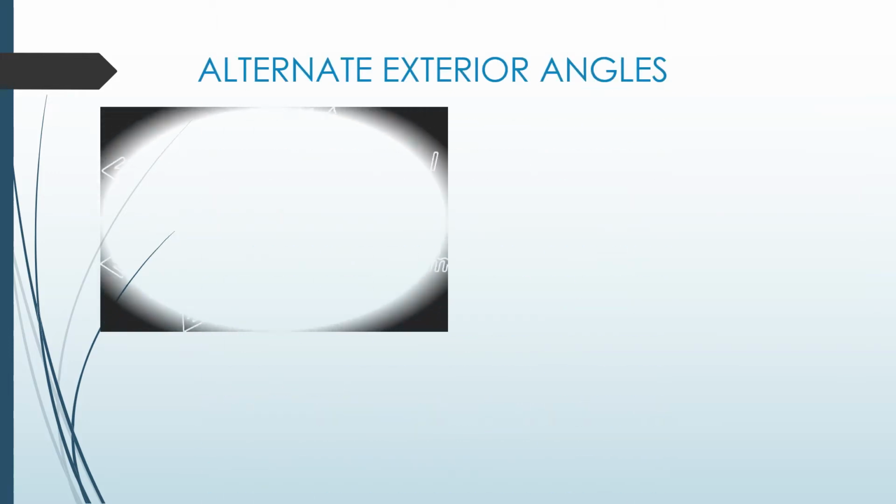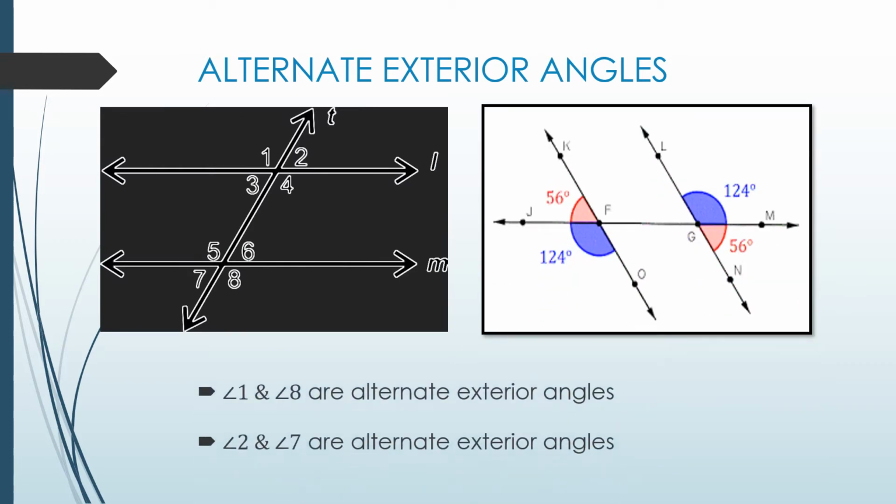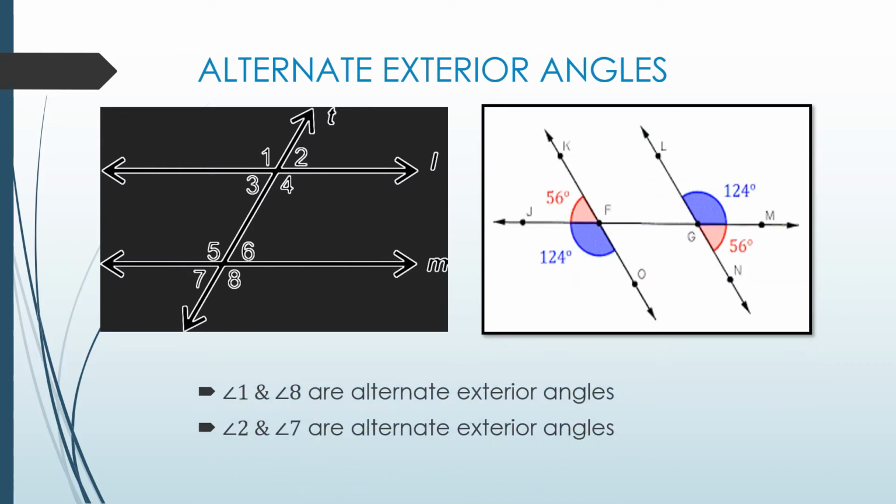Next. What are alternate exterior angles? When two parallel lines are cut by a transversal, the two pairs of angles on opposite sides of the transversal and outside the parallel lines are called alternate exterior angles. Here you can see two parallel lines are cut by a transversal and the angles formed on the opposite sides of the transversal, outside the lines, are called alternate exterior angles.